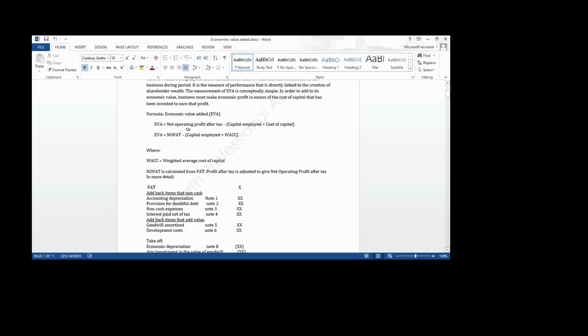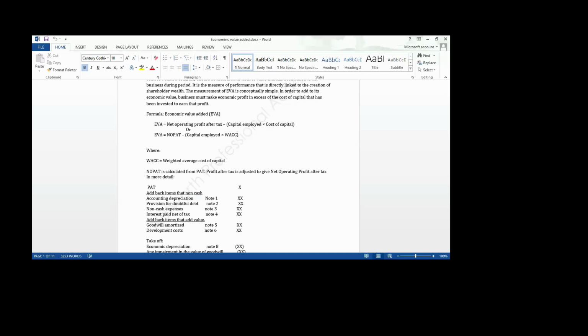If there's goodwill, where goodwill can be valued, that goodwill will be added back. Development cost: where a company has engaged in research and development, that cost should not be treated as an expense. That cost should be capitalized.